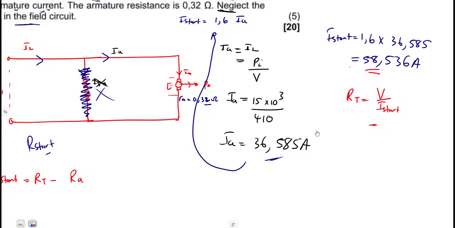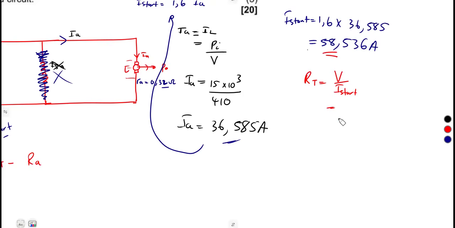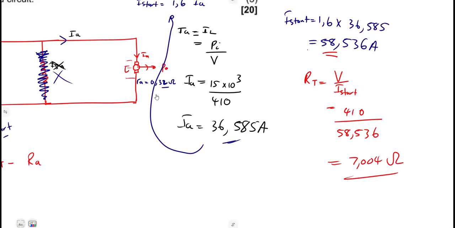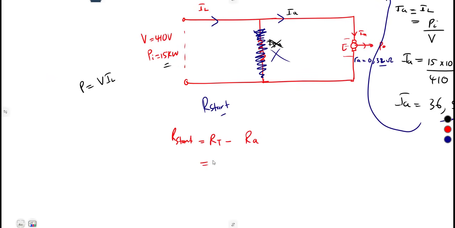So your terminal voltage, you have 410. So guys, electrotechnics is just formulas. If you just understand the basics, then you use those formulas, you're done. That gives us 7.004 ohms, with that armature resistance of 0.32. You can calculate this because you simply have to subtract these two, 0.32 of the armature. That gives us 6.684 ohms.